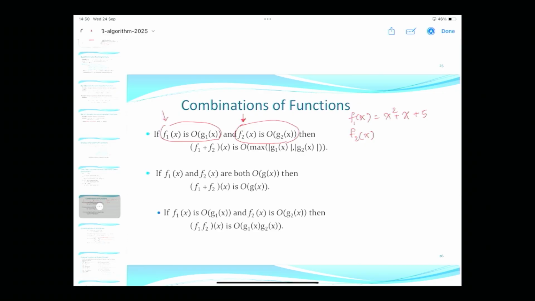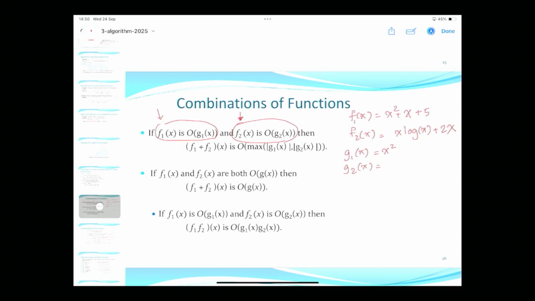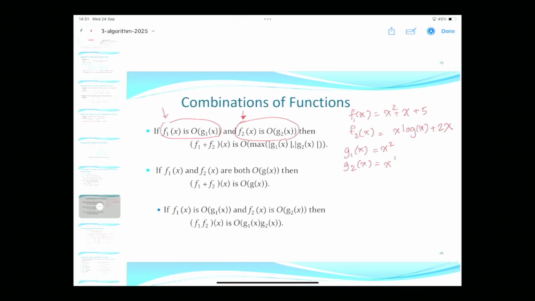So let's say, for example, these two functions. What would be the approximation of f1? What is g1, the big O? What is g2? The largest term: compare x log x and 2x. So it's x log x. Then do the summation of the two: max of x squared and x log x. What is it? That is x squared, right?